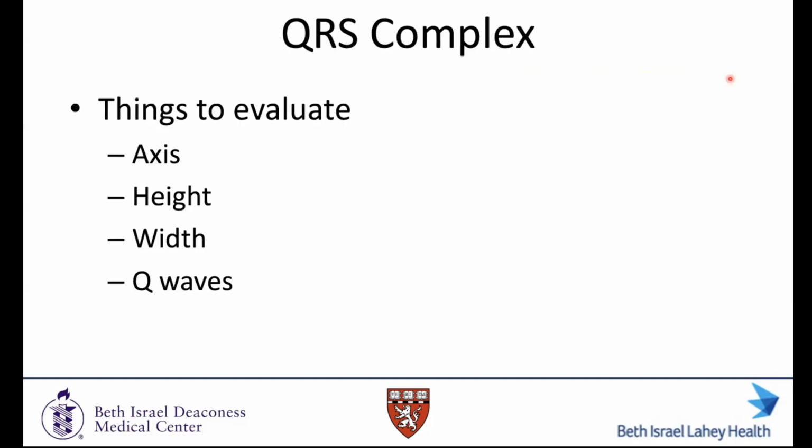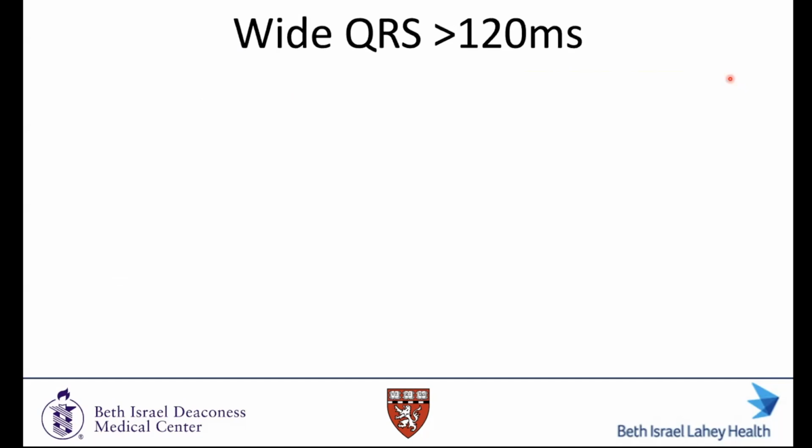Other things to look at are the width of the QRS complex. So a wide QRS is greater than 120 milliseconds or 3 small boxes. This can be caused by a right bundle branch block or a left bundle branch block.